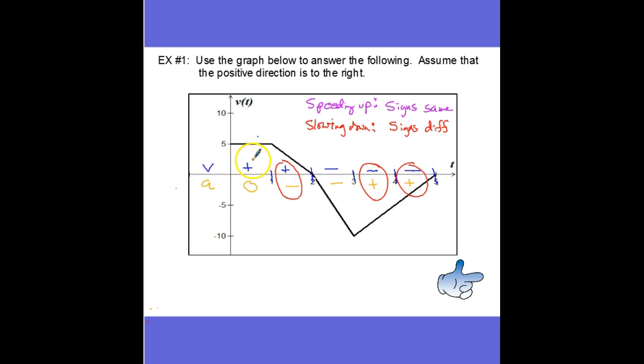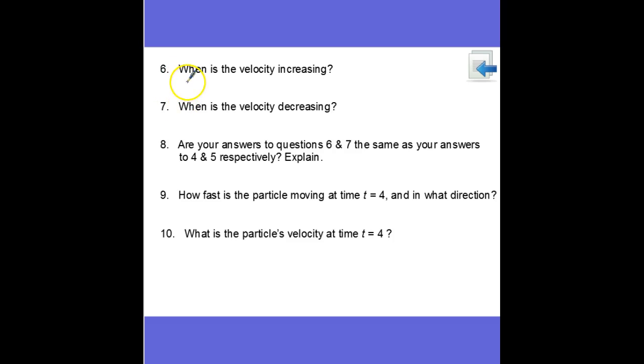When is our velocity increasing? This is going to be the situation where the acceleration is positive. And so if we look at our chart, we can see that we have labeled positive acceleration on the continuous interval from 3 to 5. So it's going to be increasing when acceleration is positive, and that's going to be on the interval from 3 to 5.